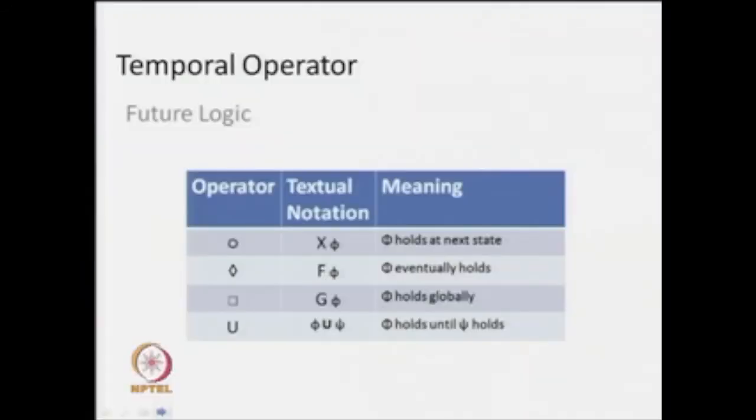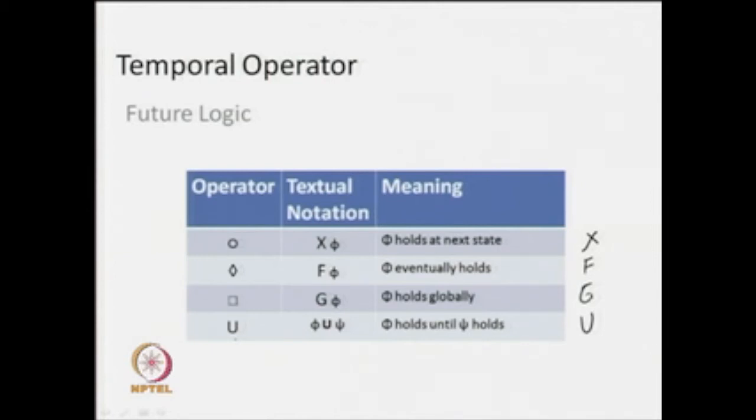Now we have seen these four operators. One is the next state operator, second is the eventuality operator, third is the globally operator, and fourth is the until operator. These are the four temporal operators that we have, and in classical notation we represent next state by a circle, diamond is for eventuality, box is for globally, and U is for until. So, if you look into it, you are saying that if we are in a particular state, whether something is going to happen in the future, either in the next state or in all the states in the future.